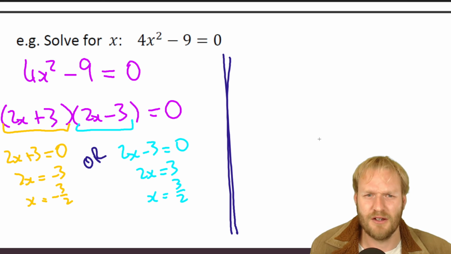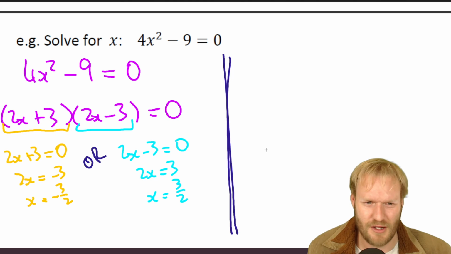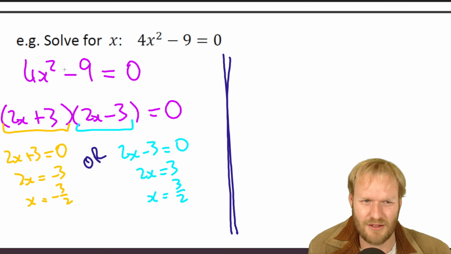Pause if you need it. Okay, so there are two solutions. And yeah, it kind of worked out. A positive and a negative of the same thing. Yeah, with that version, that works.